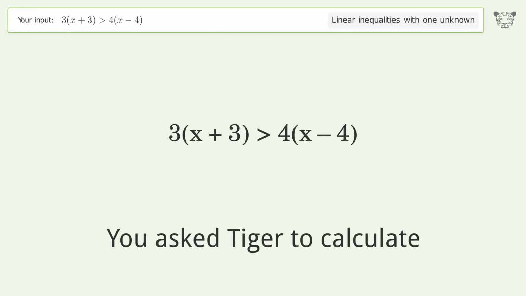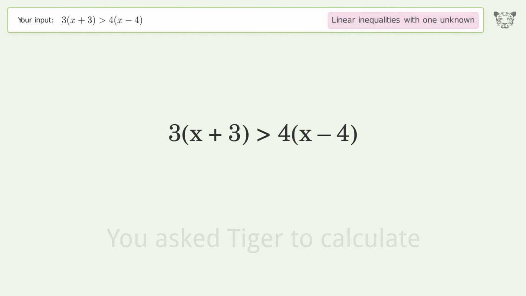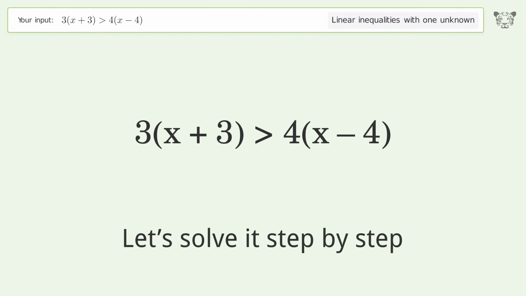You ask Tiger to calculate. This deals with linear inequalities with one unknown. The final result is x smaller than 25. Let's solve it step by step.